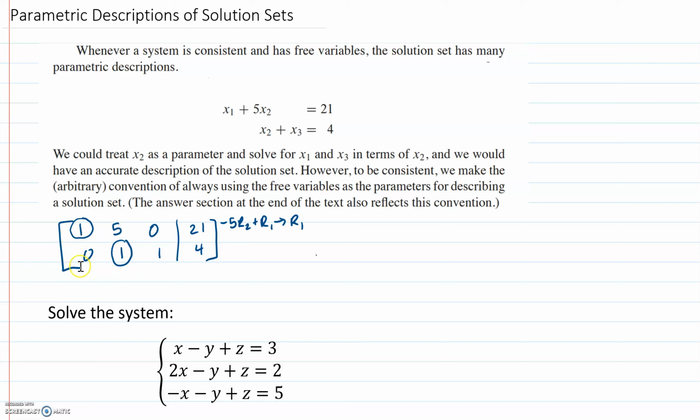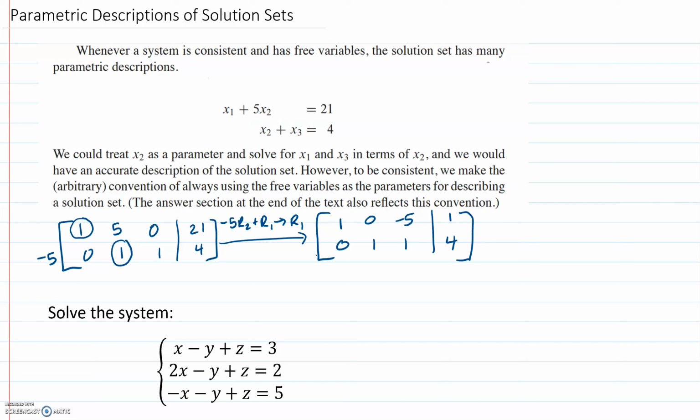When you're getting something in echelon form, it's called the forward phase, and getting it in reduced echelon form is the backward phase. So I'm going to leave my second row alone, and the first row is going to become 1, 0, -5, and 1. Again, to see this, you put a -5 here, multiply, add, multiply, add, and finally multiply. -20 plus 21 is indeed 1.